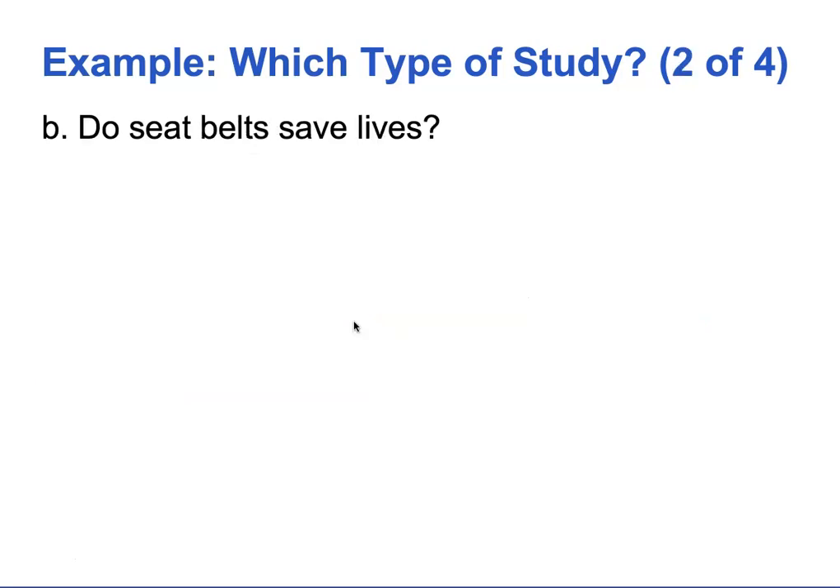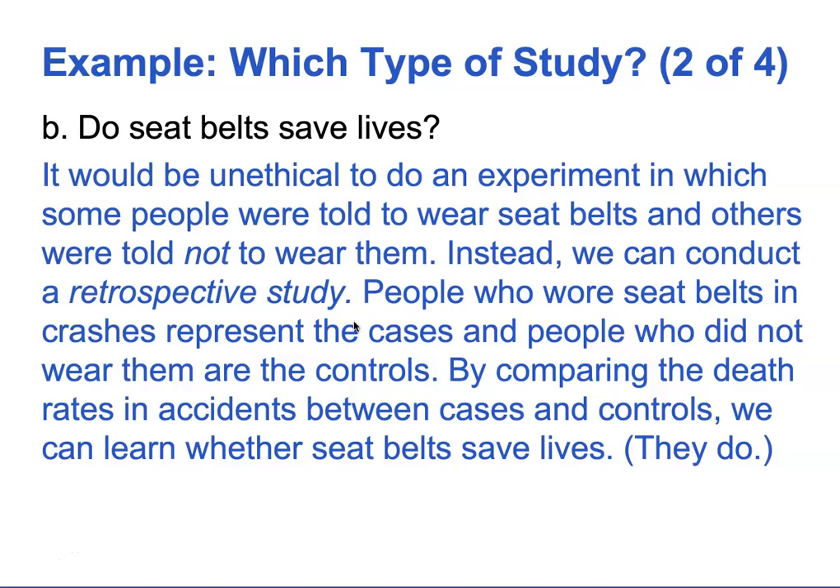Do seatbelts save lives? It would be unethical to do an experiment in which some people were told to wear their seatbelts and others were told not to. Instead, we conduct a retrospective study. People who wore seatbelts in crashes represent the cases, and people who did not wear them are the controls. By comparing the death rates and accidents between cases and controls, we can learn whether the seatbelts save lives. They do, by the way.